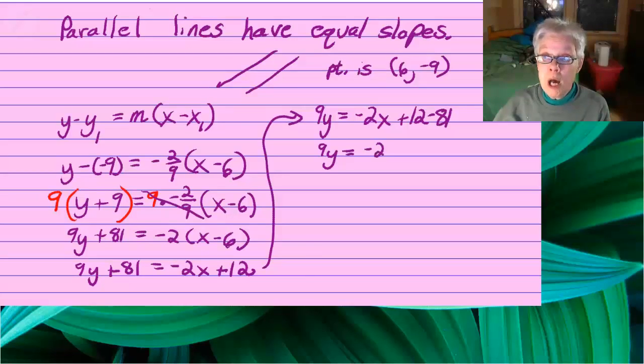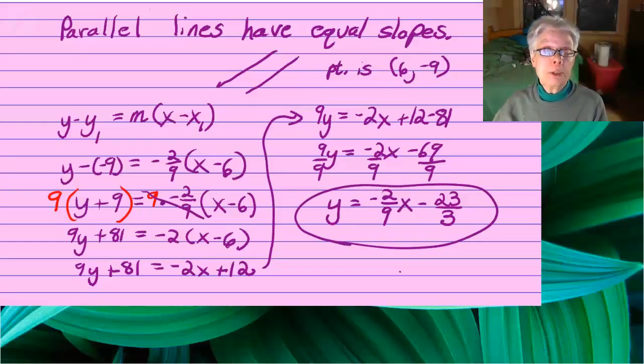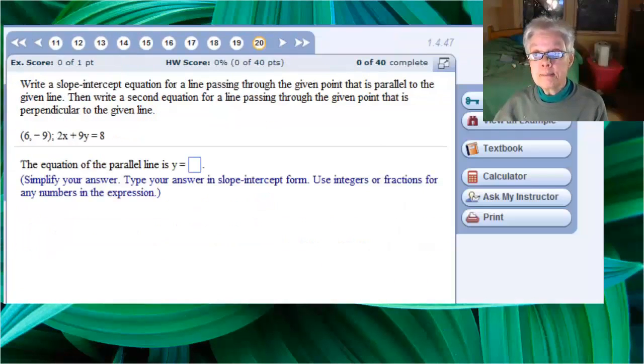That means that 9y equals negative 2x minus 69. Now I'll divide by 9, divide by 9, divide by 9. So that y equals negative 2/9 x minus 23/3. That's the equation of the line parallel to the given line, going through the given point. Let's put that in the answer box.